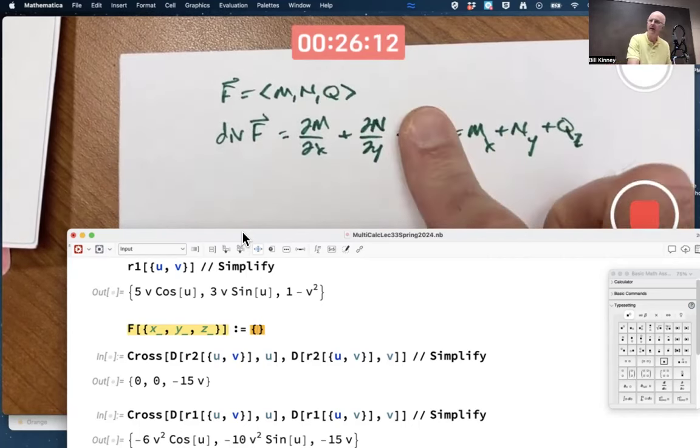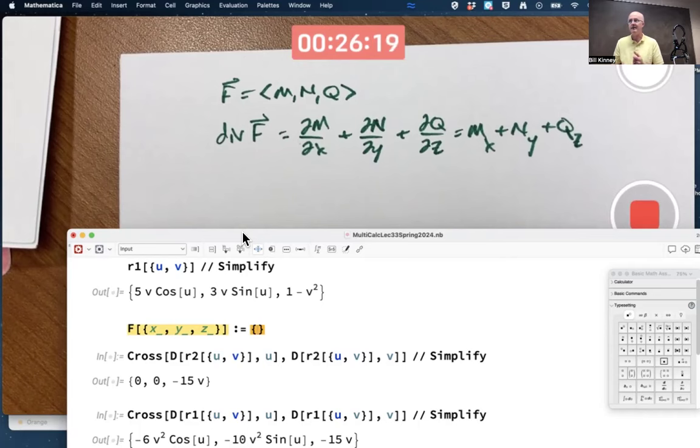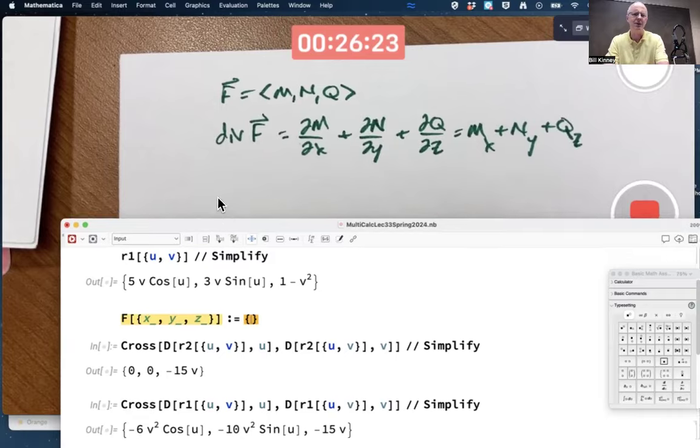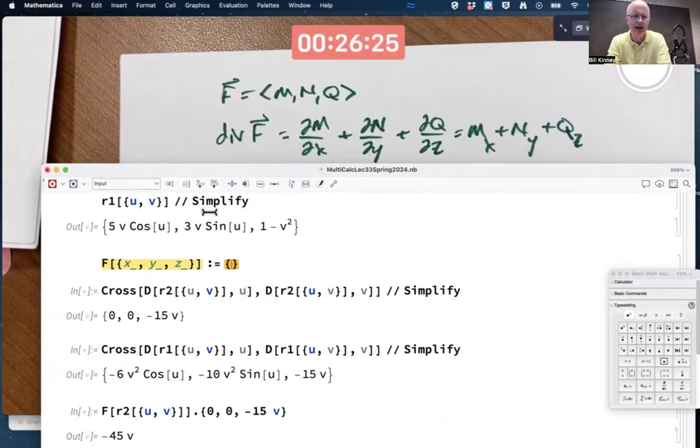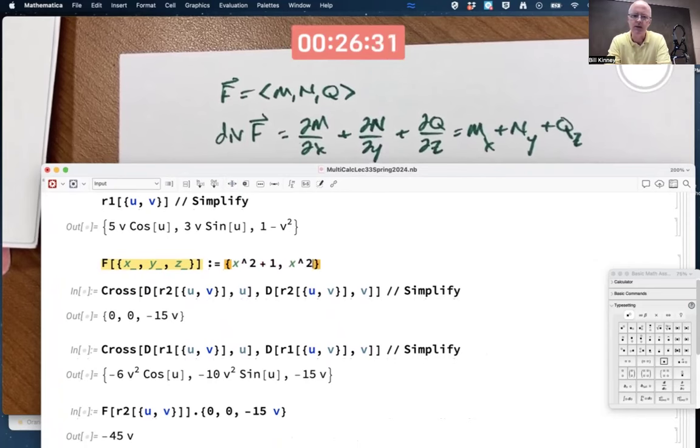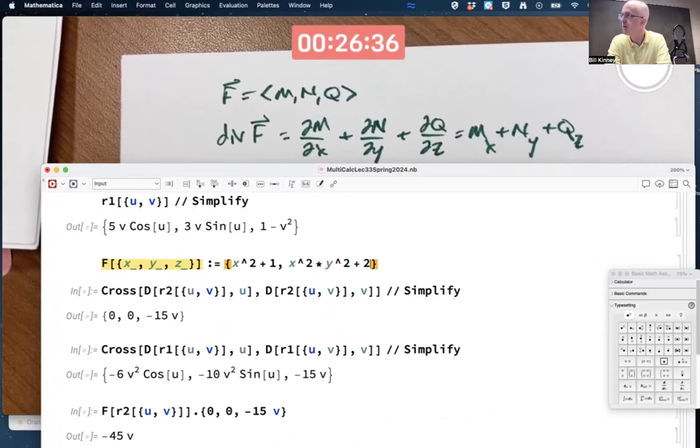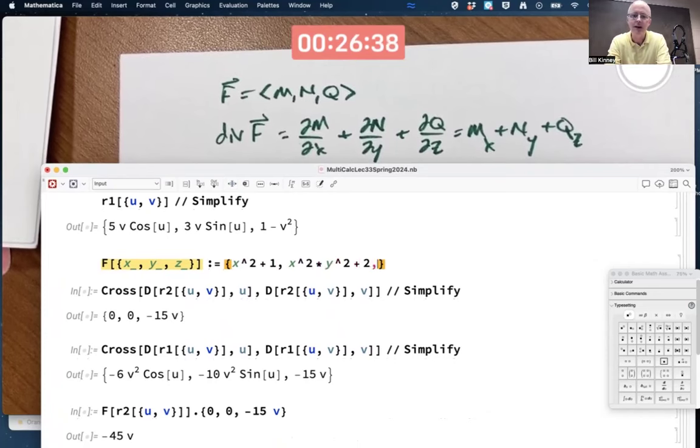If I pick a vector field that's got a positive divergence, for example, the integral will not be 0. It'll be positive. So, for example, I could pick F of x, y, z to be x squared plus 1, comma, x squared times y squared plus 2, comma, x squared times y squared times z squared plus 3.